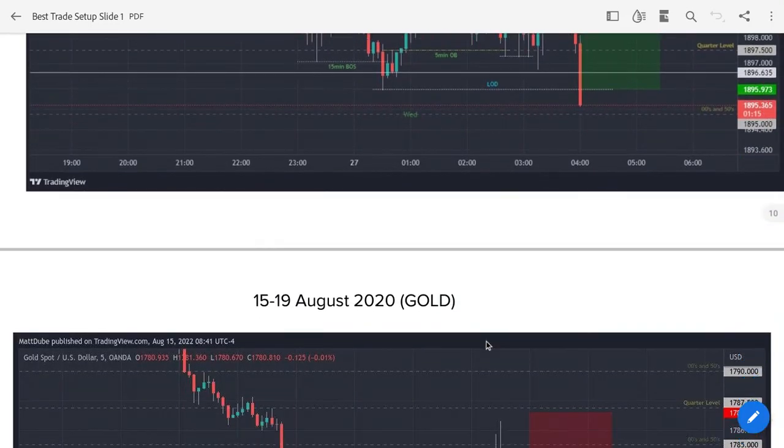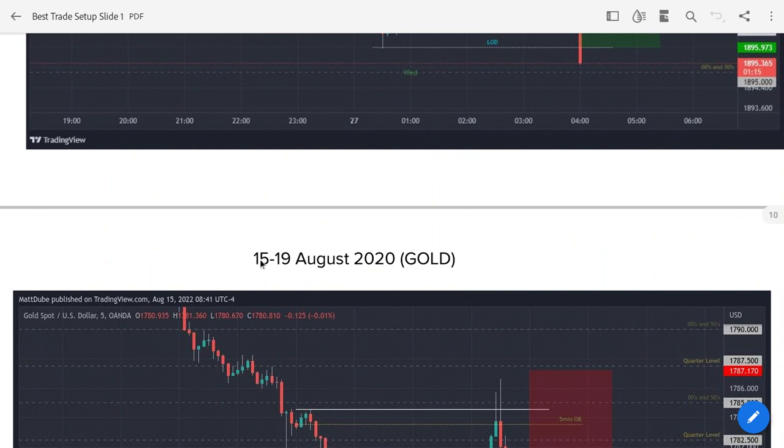Now, here I have examples from the previous week, the 15th to the 19th of August, 2022.